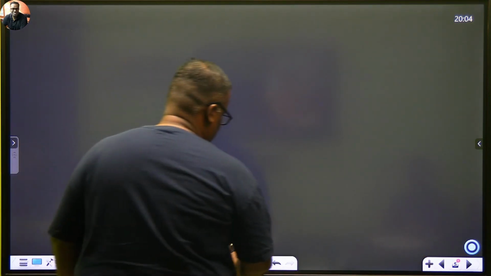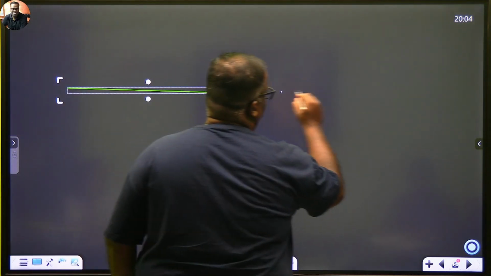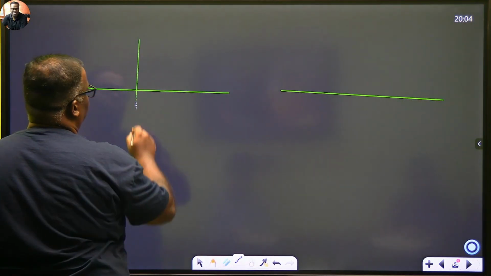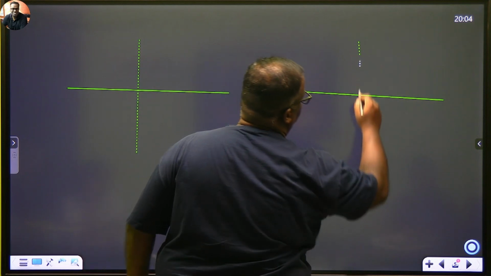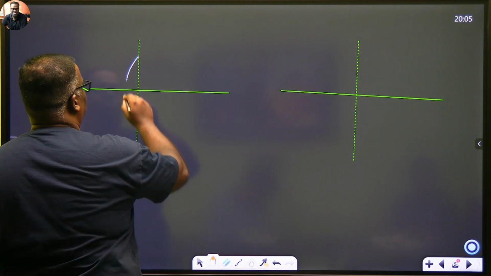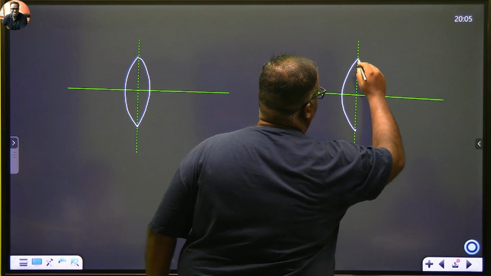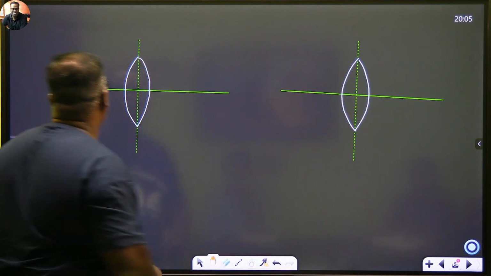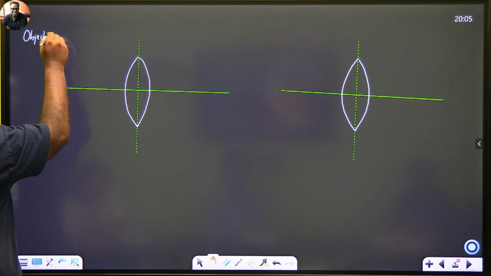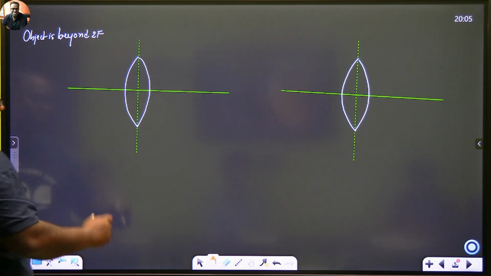And then let's take the last two. फटाफट कर लेते हैं. The last two. This is one, and this is one. I will not name F and O all the time because my other diagrams are not scaled. Object is beyond 2F. The object is beyond 2F.